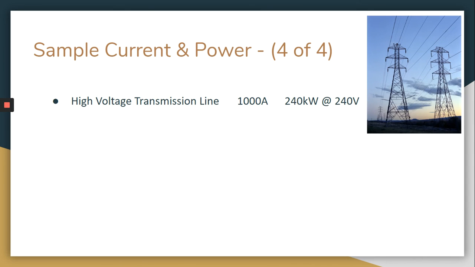And high voltage transmission lines. Okay, so those can handle up to 1,000 amps, each one of those little lines. Okay, and those lines look thin, but if you were actually zoomed in on them, they would be over an inch thick. So it needs that size in order to carry that much current.